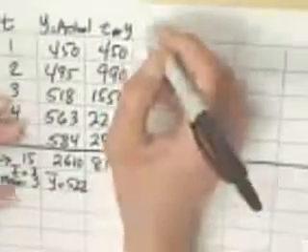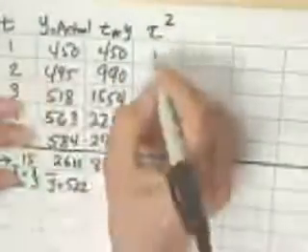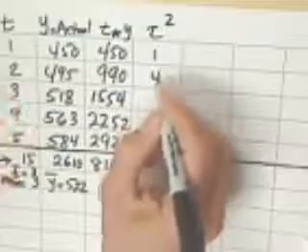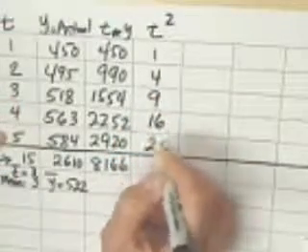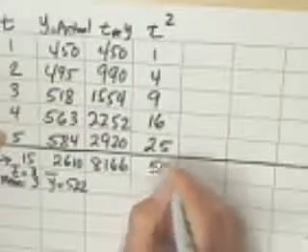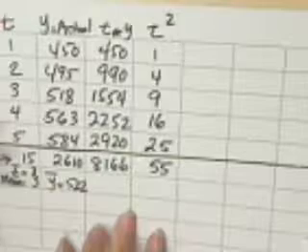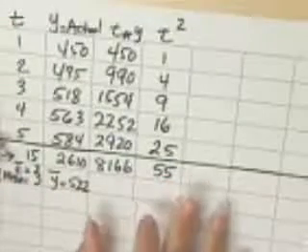And then we also need another column, t squared column. So 1 squared is 1, 2 squared is 4, 3 squared is 9, 4 squared is 16, and 5 squared is 25. The summation for this column is 55. And we're going to need these numbers to generate the slope for the line.